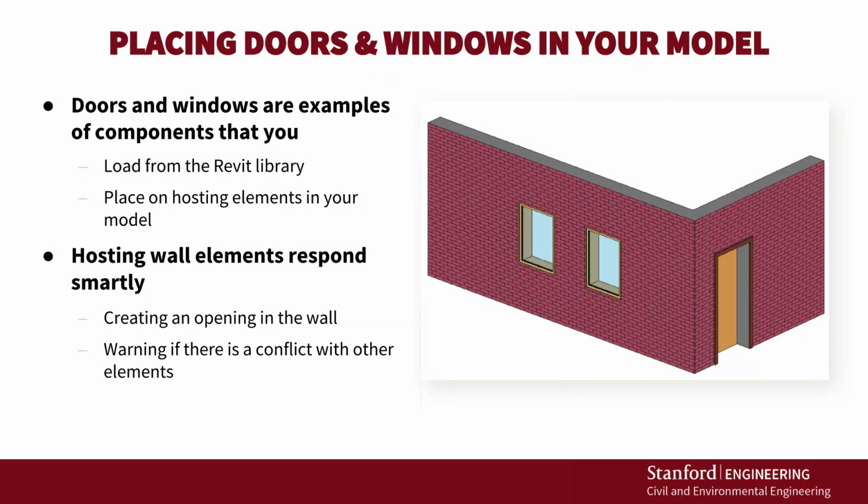After you've placed some initial walls that define the spaces in your building, you're ready to start placing doors and windows in your model to create the openings in those walls. Now, doors and windows are examples of components that you load from the Revit library and that you place in your model on hosting elements. In this case, the hosting elements are the walls.